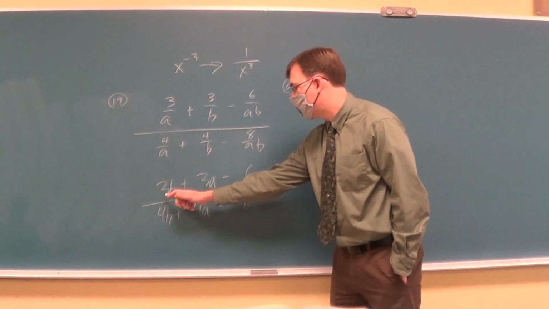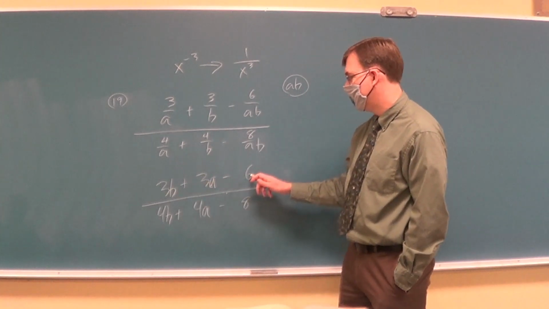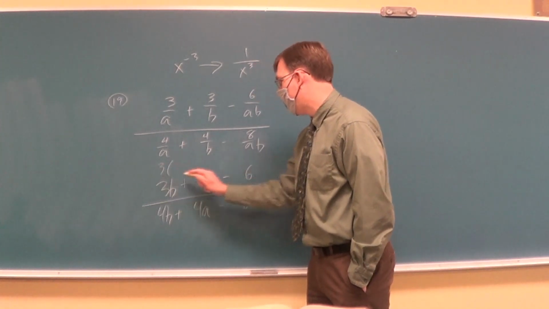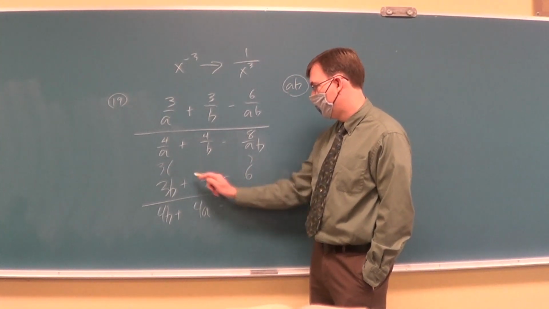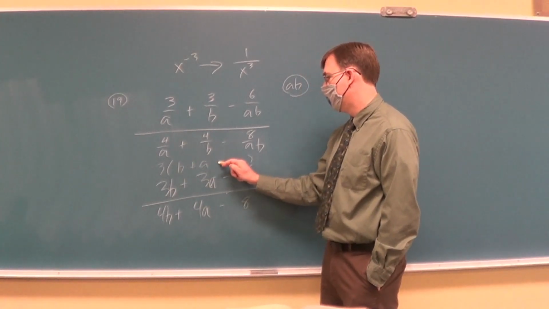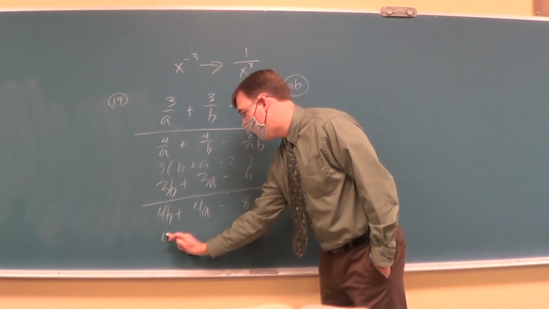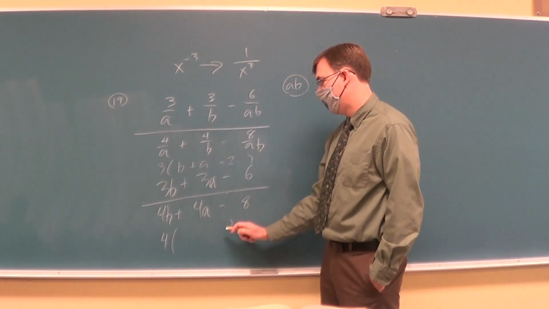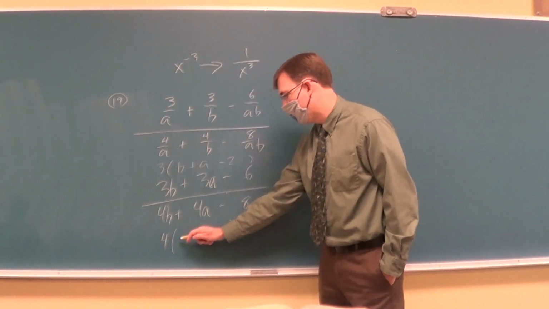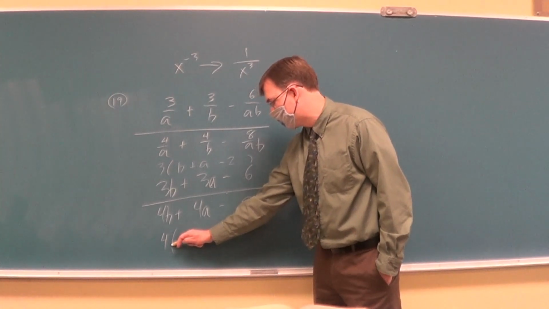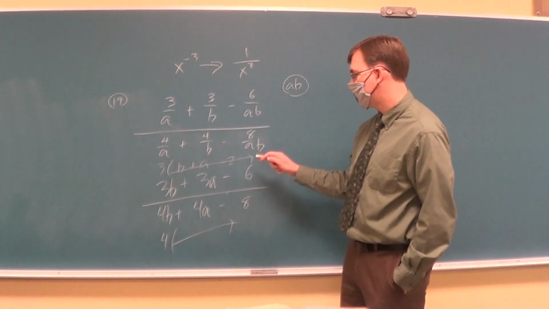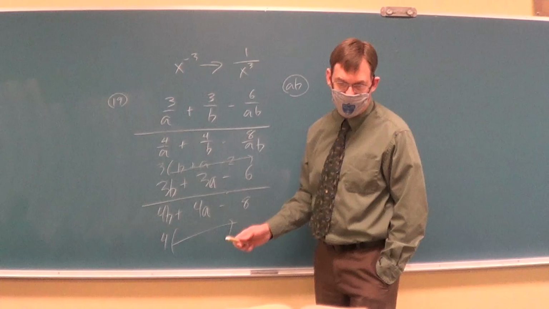So on top, can we take anything out of this? Yeah, 3 can come out and leave you B plus A minus 2. On the bottom, take out a 4, which leaves you B plus A, the exact same thing, which means those parentheses cancel, and our best final answer is 3 over 4. Okay.